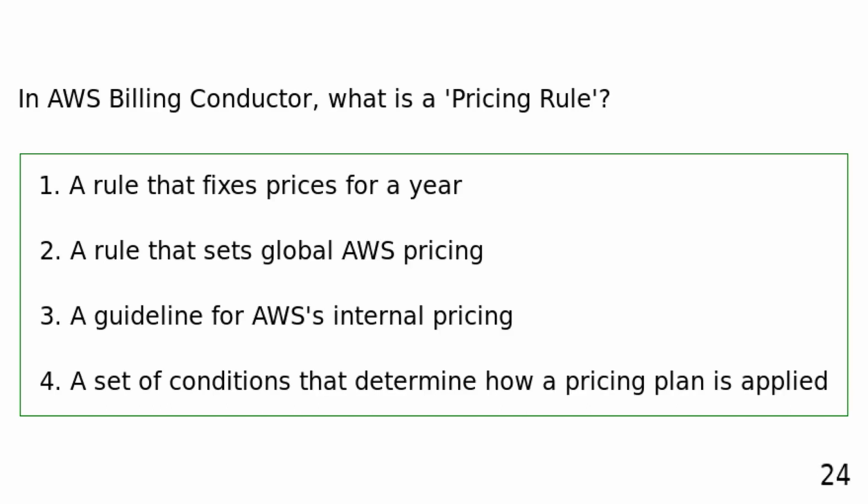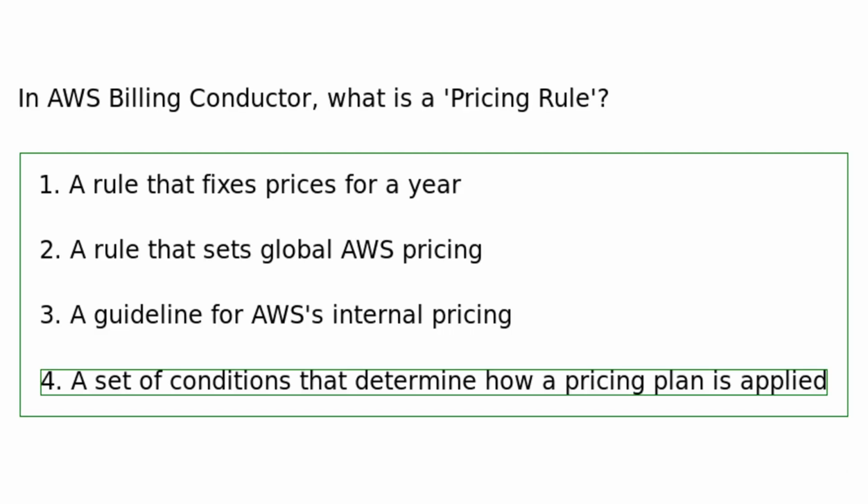In AWS Billing Conductor, what is a pricing rule? A rule that fixes prices for a year. A rule that sets global AWS pricing. A guideline for AWS's internal pricing. A set of conditions that determine how a pricing plan is applied. A pricing rule in AWS Billing Conductor is a set of conditions that determine how a specific pricing plan is applied to an account or group of accounts.